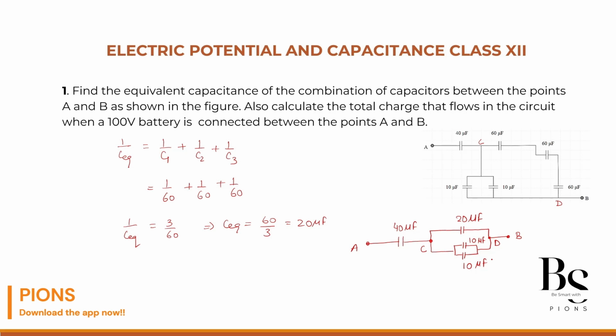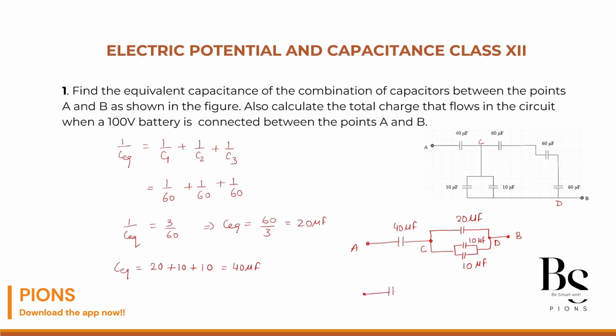Now let's see this 10, 10 and 20. All three are in parallel, because the 20 resultant is parallel to the 10 and 10. So the C equivalent across CD will be 20 microfarad plus 10 plus 10. We can directly add them because they are in parallel. So 20 plus 10 is 30, 30 plus 10 is 40. So this is our 40 microfarad. Done. So let's redraw between A and B.